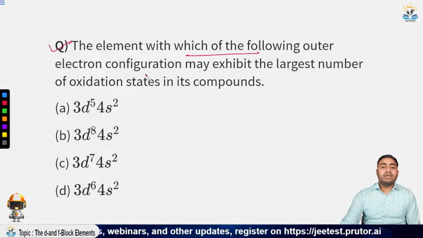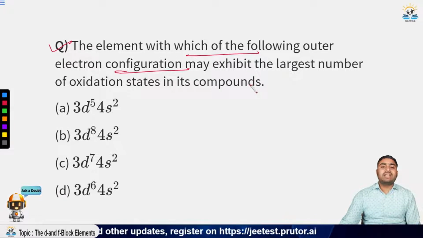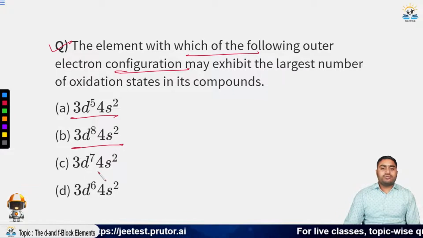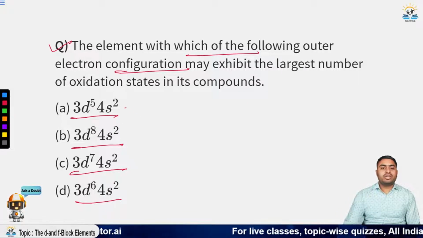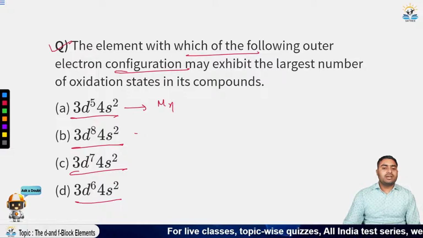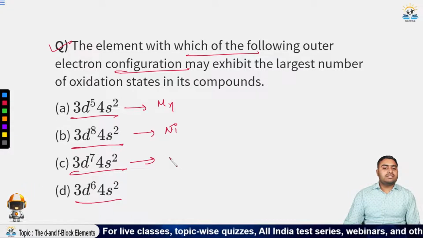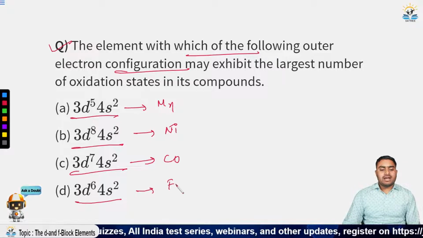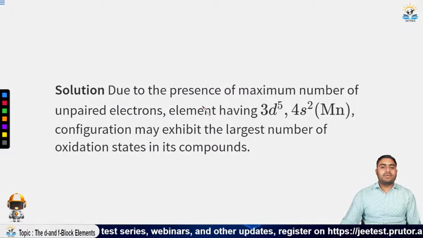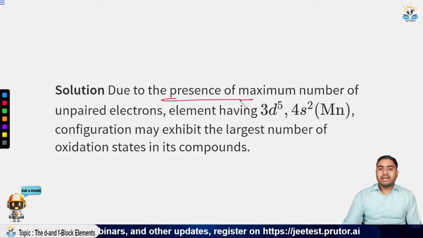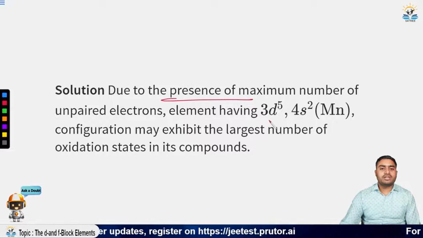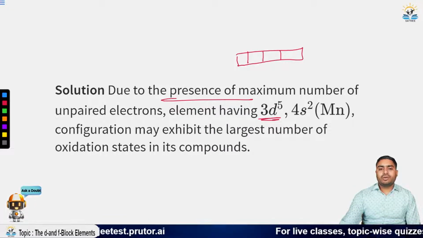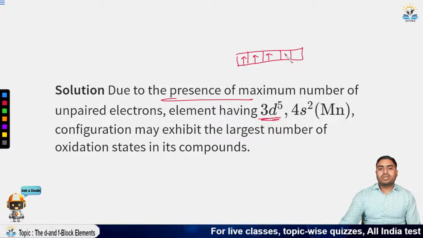The element with which of the following outer electron configurations may exhibit the largest number of oxidation states in its compounds? 3D5 4S2, 3D8 4S2, 3D7 4S2, 3D6 4S2. 3D5 4S2 is definitely manganese. 3D8 4S2 is definitely nickel. 3D7 is cobalt, and 3D6 is iron, right? So the answer will be due to the presence of the maximum number of unpaired electrons. In which case are the maximum number of unpaired electrons there? 3D5, which is half filled. You can see 1, 2, 3, 4 and 5.